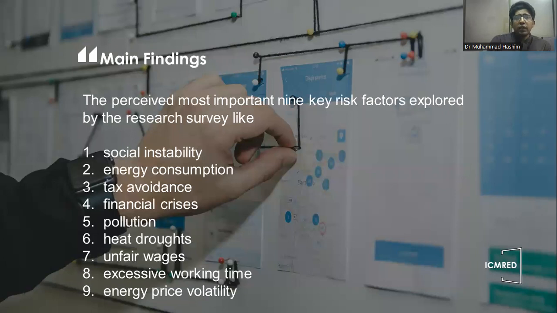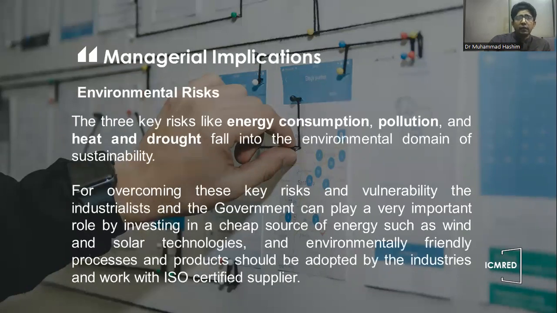So further, after applying these two analysis tools, we find the most important 9 key risk factors. The first one is social instability, energy consumption, tax avoidance, financial crisis, pollution, heat, droughts, unfair wages, excessive working time, energy price volatility. So these are the highly impactful factors that are presented in our study. So how can we deal with these factors? Now we are going to discuss them one by one.